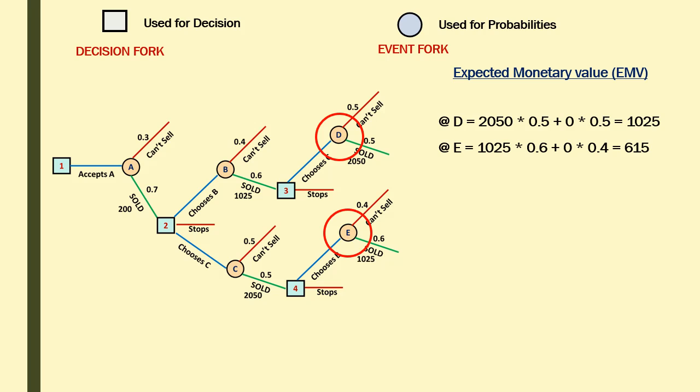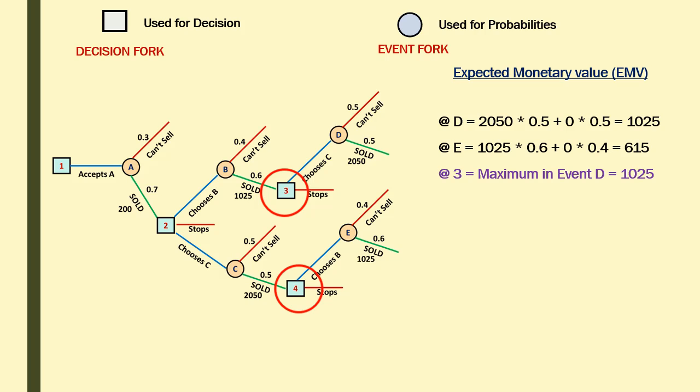The next is decision box 3 and decision box 4. These decision box values will be the maximum EMV based on their events. For decision box 3, the maximum event is only D, that is 1025. For decision box 4, the maximum event is event E, that is 615.